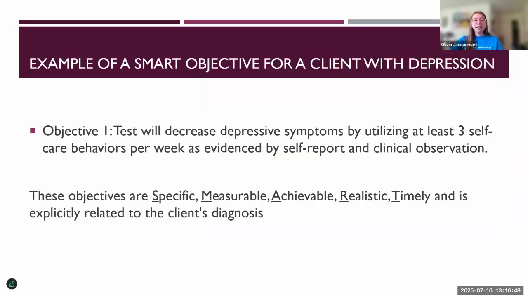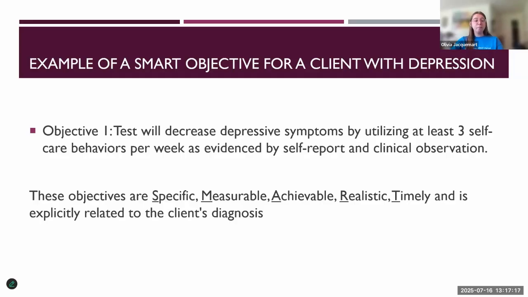So this objective needs to follow the outline of a SMART objective. So we can actually measure, are they utilizing at least 3 self-care tasks, with timely or time specific? So that's going to be 3 self-care behaviors per week. And then how do we know? Per that self and support report. So we are making sure that this objective is that SMART objective.